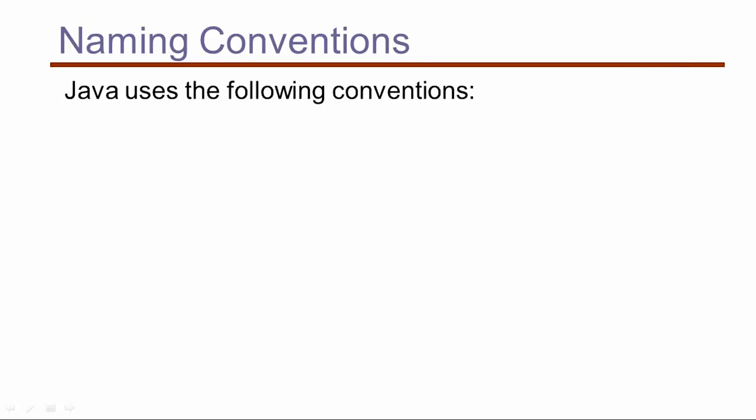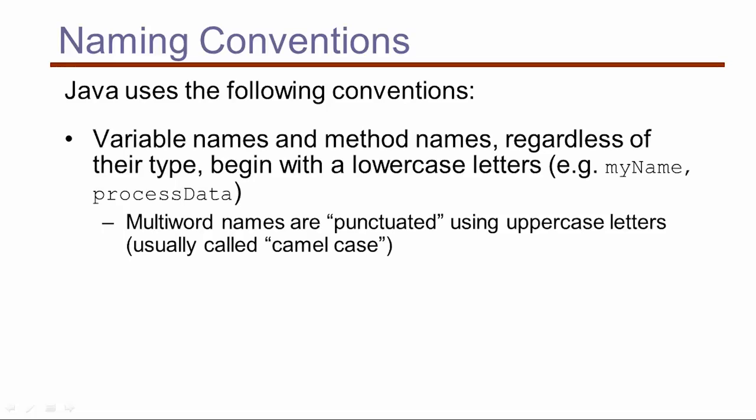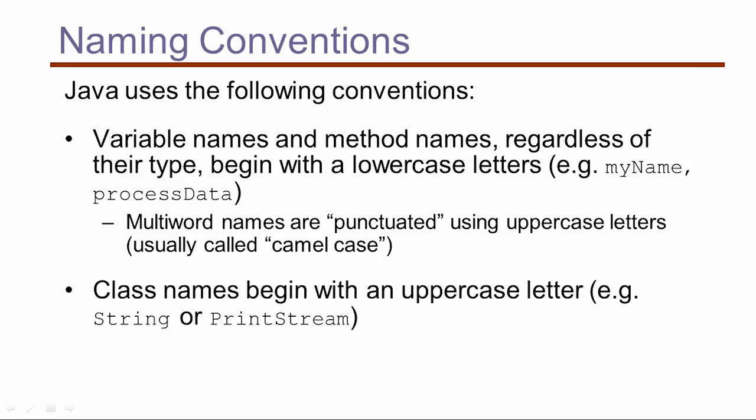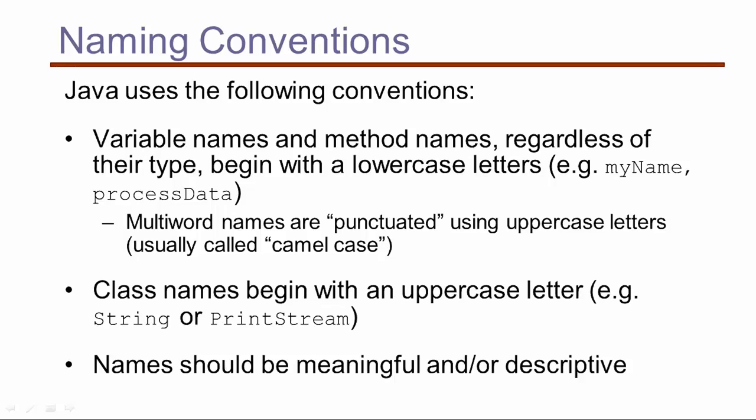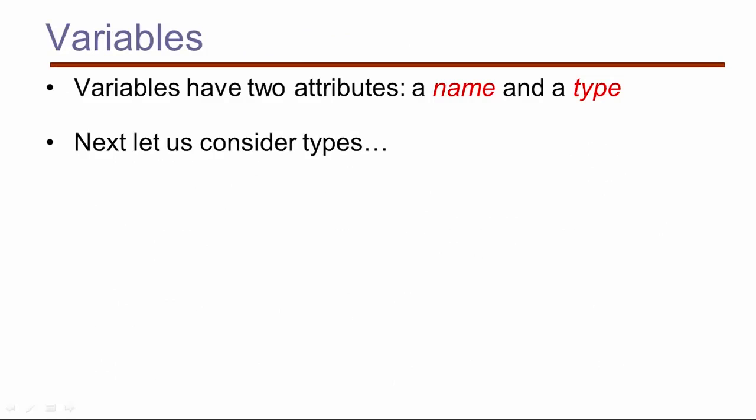We as Java programmers follow some conventions as we create the names in our programs. These are just common conventions that are not hard and fast rules that the Java language enforces. The first convention is that names given to variables and methods will begin with a lowercase letter. If the name contains multiple words, we use capital letters to highlight the other words. We call this camel case, since there are humps in the middle of the identifier. The next convention is that the names given to classes begin with a capital letter. And finally, good style says that the names we use should be descriptive of what is being stored or performed. So again, a variable has a name and a type.